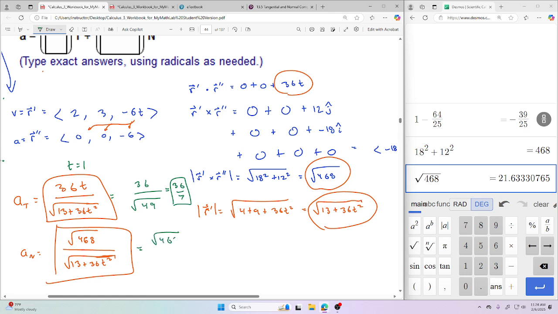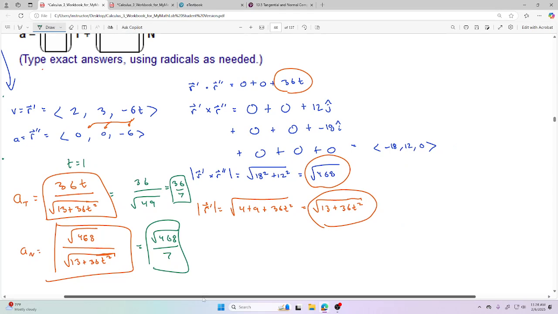T equals 1 at the top. Yep, t equals 1. Let me expand here. Maybe we get some more room.